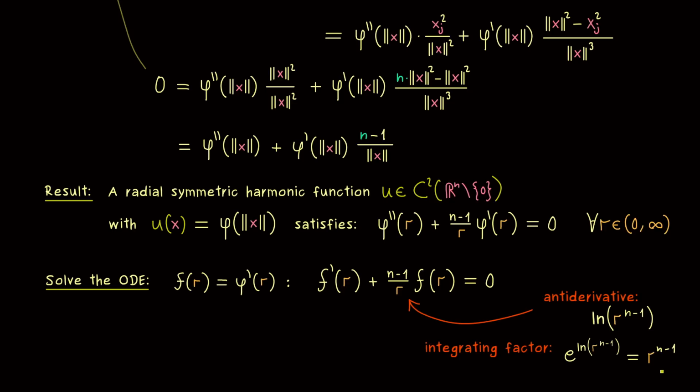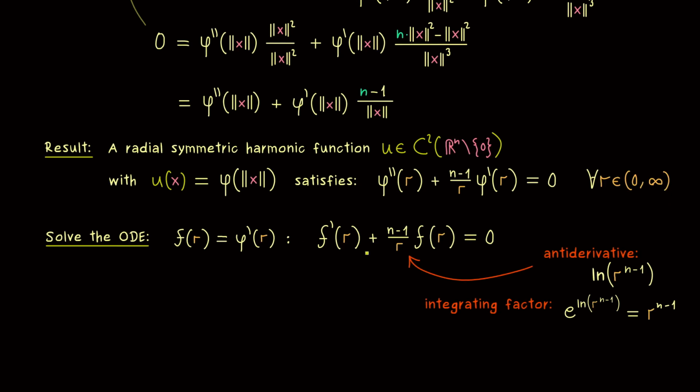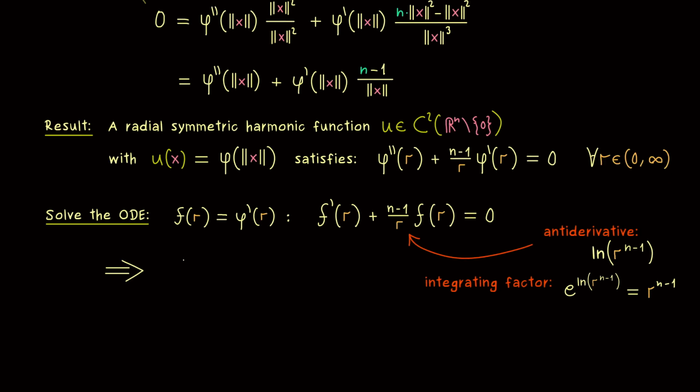So this is the factor we multiply on both sides, and then we can just use this standard product rule. Hence, the whole differential equation can just be written with one derivative with respect to r. And we use that on the function r to the power n minus 1 times f of r. And now in this form the ODE is quite easy to solve, because we see that the function inside has to be equal to a constant on the interval from 0 to infinity.